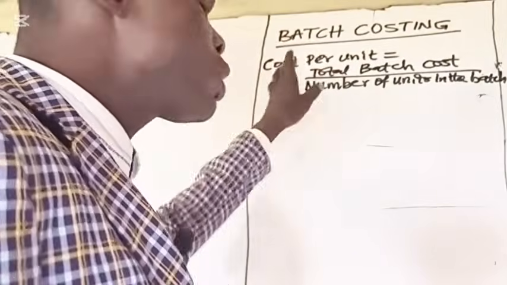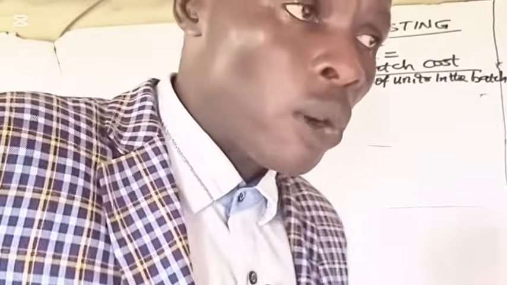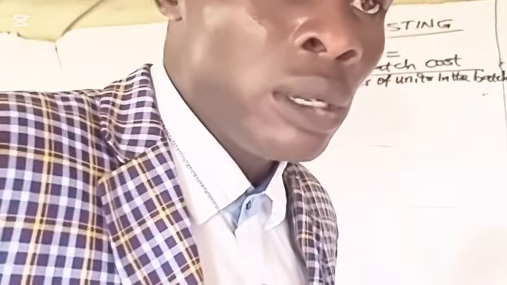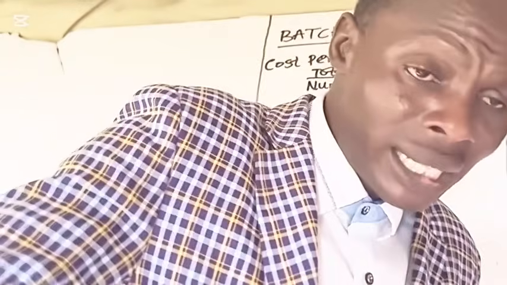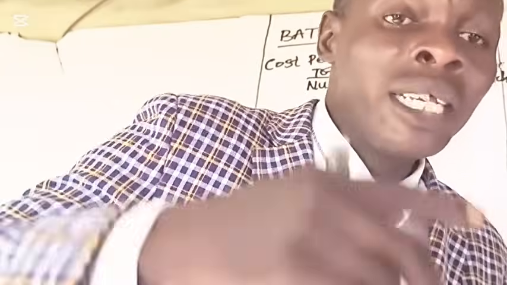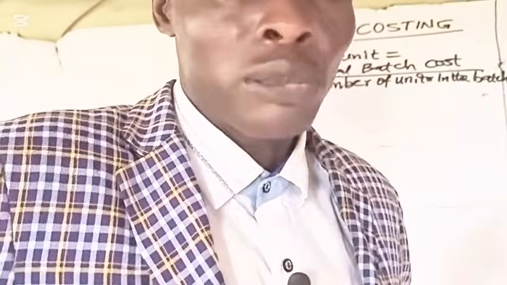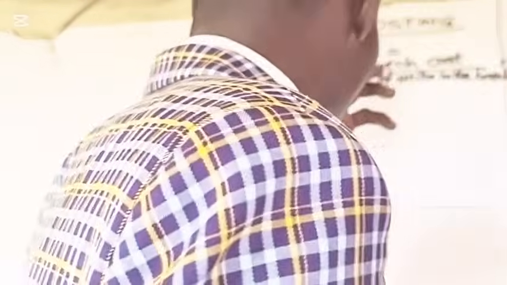So, batch costing is similar to job costing. Both job costing and batch costing are forms of specific order costing, in which a job is undertaken to customer special requirements and in which each order is of short duration. Just like job costing, if you have watched my earlier video on job costing, batch costing is also of short duration.